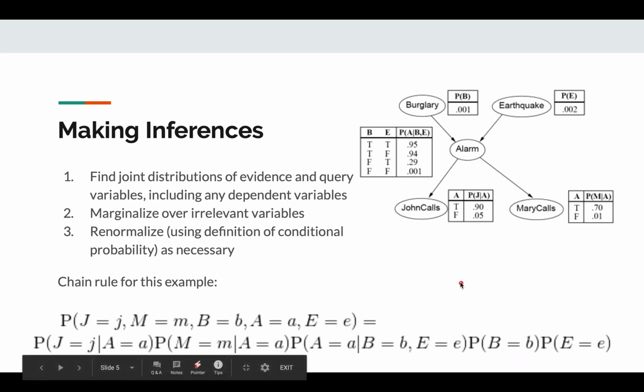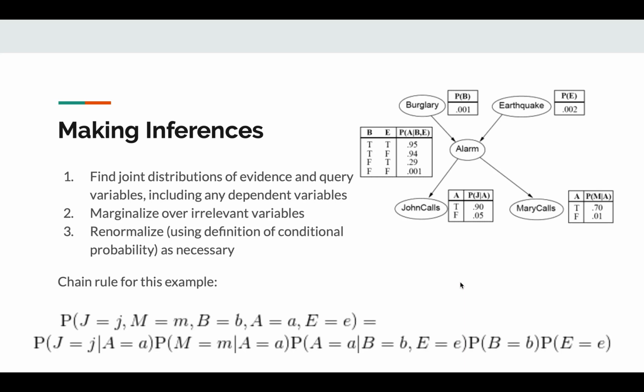Then we could marginalize over the irrelevant variables, and then renormalize using the definition of conditional probability as necessary. This step isn't always necessary. For example, in the naive Bayes classification task, we're just finding the argmax of some probability of a class given evidence, and so in the denominator we would just have the probability of observing that evidence, which isn't needed since it'd be the same for every class.